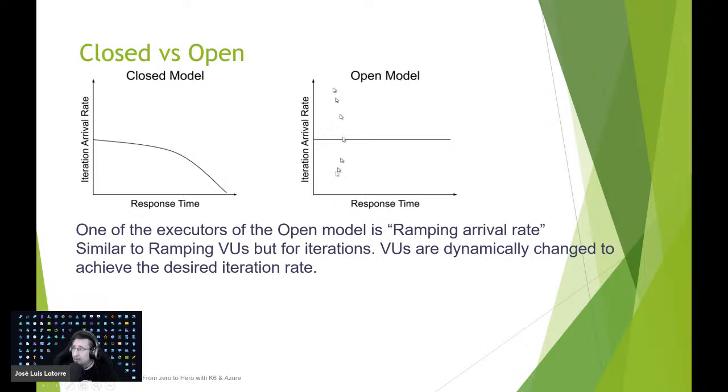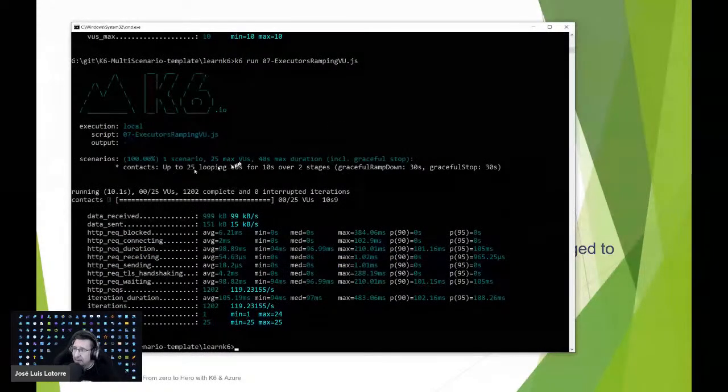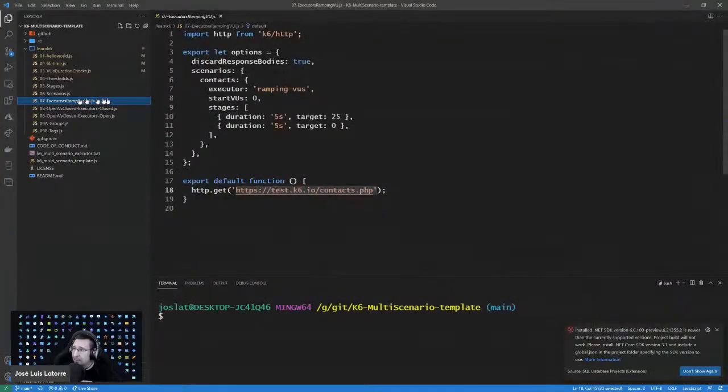With the open model, this doesn't happen. If it needs more virtual users to do that, it will create them without you having to do absolutely anything. And for us and for real testing, this is fantastic. Because if you provoke that and you have a closed system, your test will be affected by the responsiveness of the SUT, the system under test. With the open model, it will not. And that's really good.